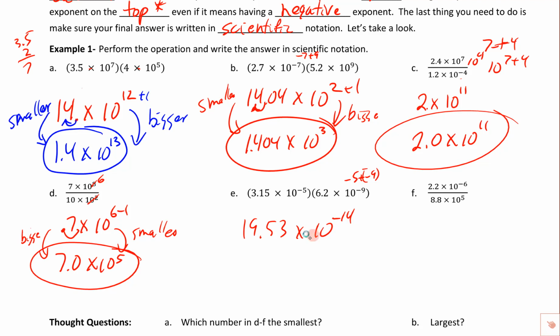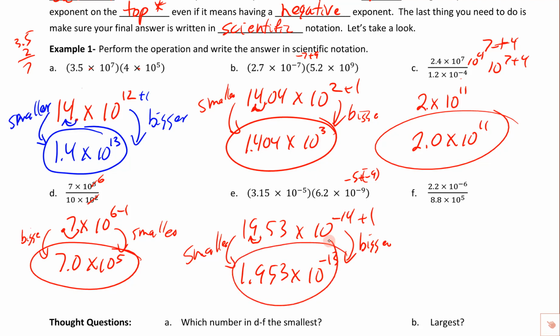Okay, so let's see. I need to make this a little smaller, so we're going to do 1.953. If we made this smaller, we need to make this bigger. Now if we make this bigger, we're going to add 1 to it. Now it seems a little bit weird, but when you add 1 to it, -13 is bigger than -14, and there we go. There's our answer.